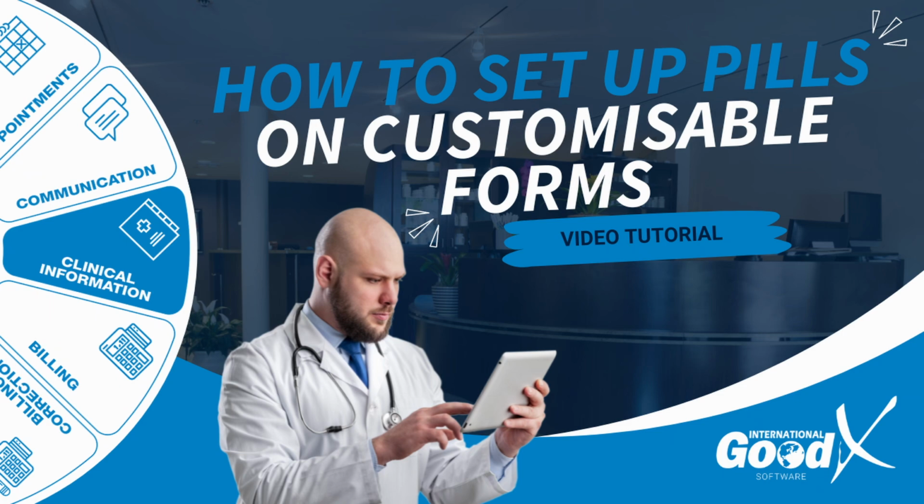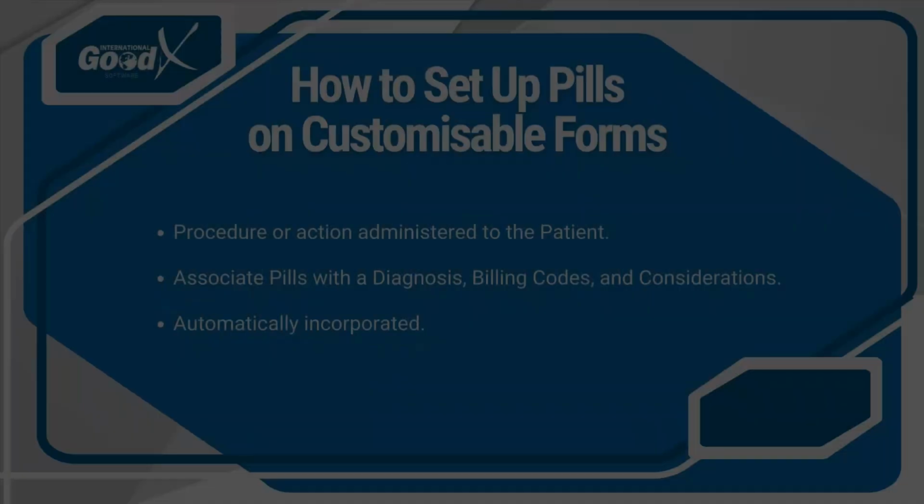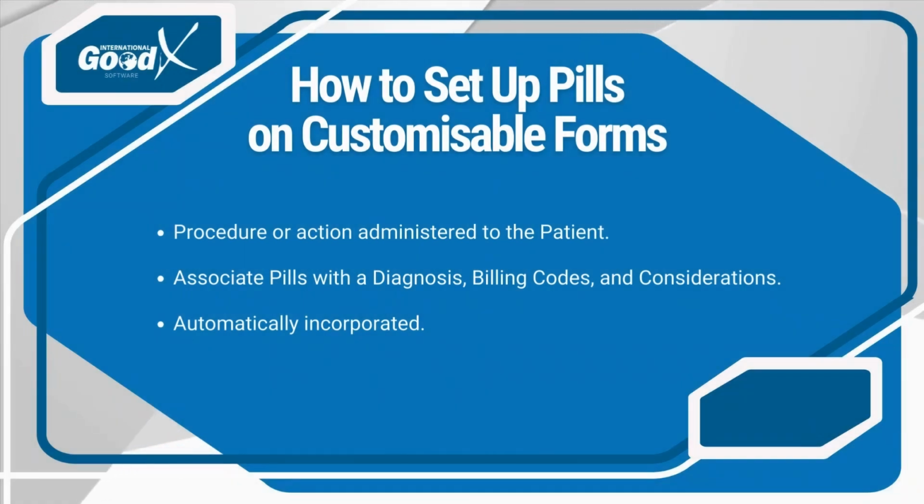The goal of this video is to show you how to set up pills on customizable forms. A pill can be viewed as a procedure or action administered to the patient. When you add or select pills, you can associate them with a diagnosis, billing codes, and considerations. These details will then be automatically incorporated into the assessment, planning, and billing sections of the form upon selection.